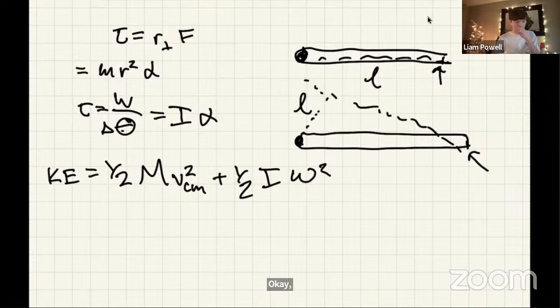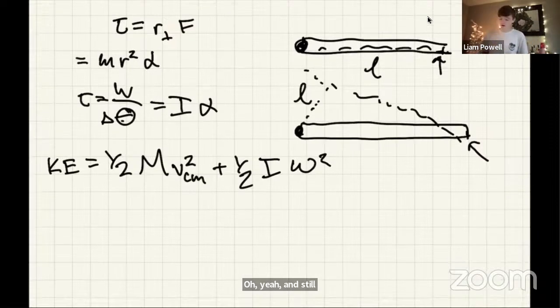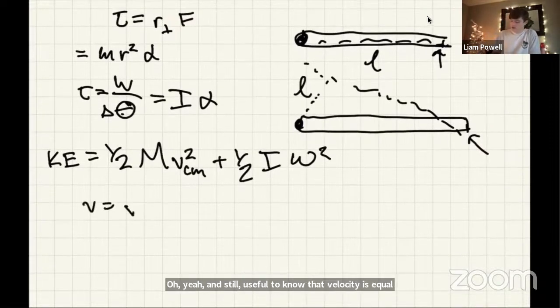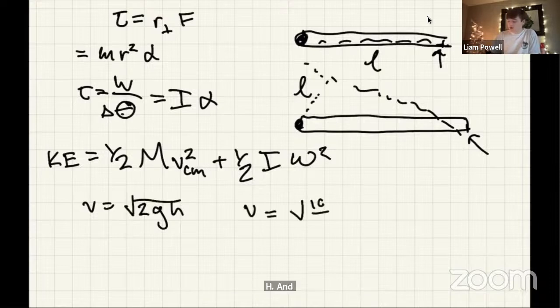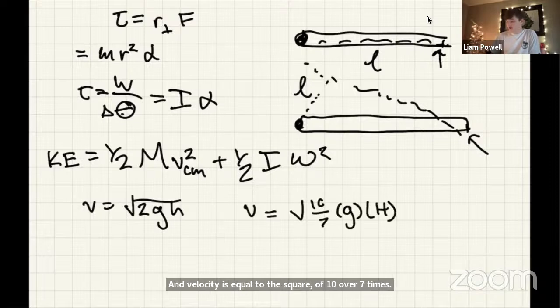Oh yeah, and it's still useful to know that velocity is equal to the square root of 2 times gravity times h, and velocity is equal to the square root of 10/7 times gravity times height for a sphere rolling down a hill.